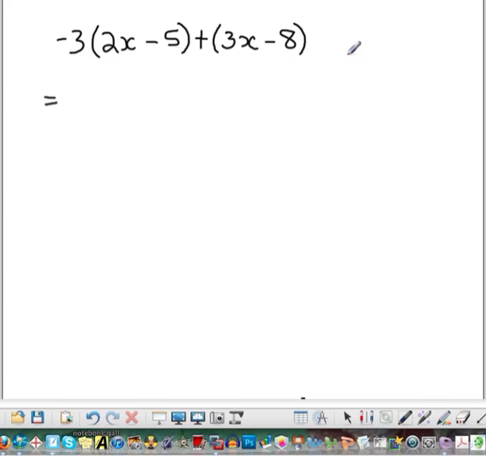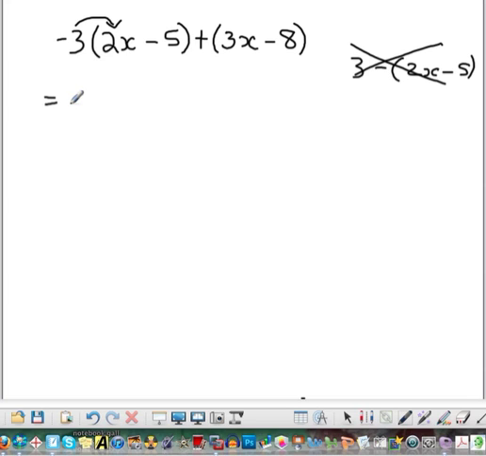If it was over on the side here, if it was 3 minus 2x minus 5, this is different because I would be subtracting 2x minus 5. This is different. Okay, it's not the same thing. So here we go. -3 times 2x, write your answer below. You have an equal sign on the left, which is very important.